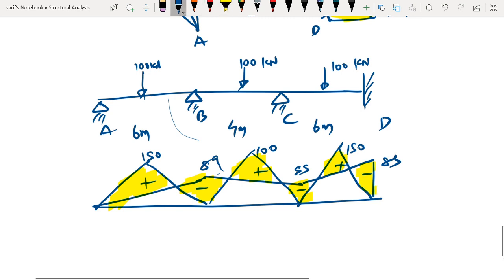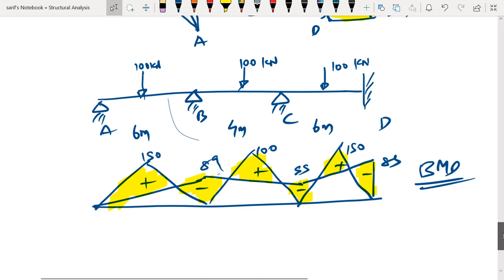Okay, so what you can do is, once you know the analysis of a continuous beam, you can do the analysis of the portal frame, or if you know the analysis of the portal frame, you can do the analysis of the continuous beam. The basic moment distribution remains the same in both the cases. Okay, so hope you have understood it.